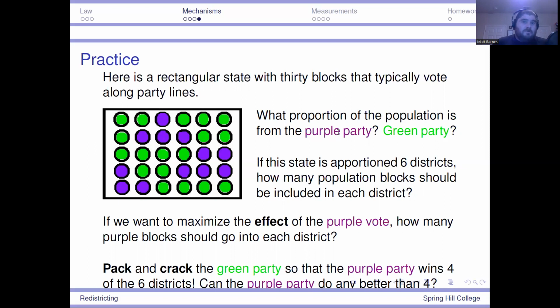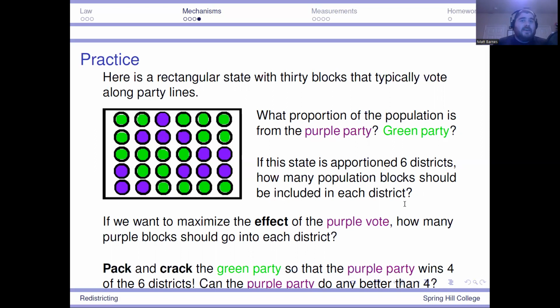So that would be 40% are in the purple party. That would leave the leftover 60% being in the green party. So if we were to break this into 6 districts, how many population blocks should be included in each district?